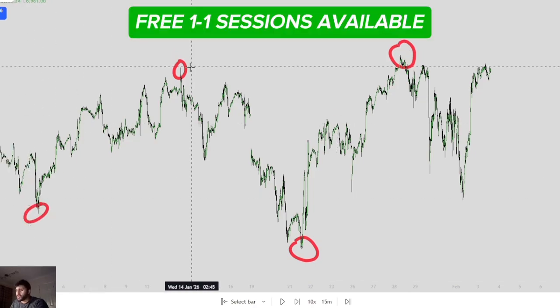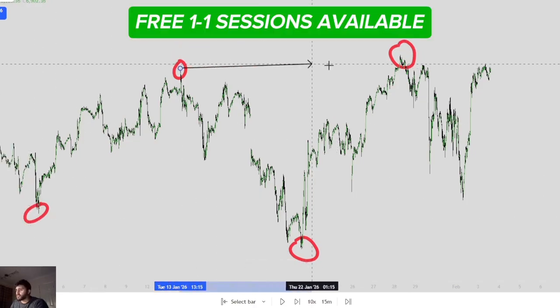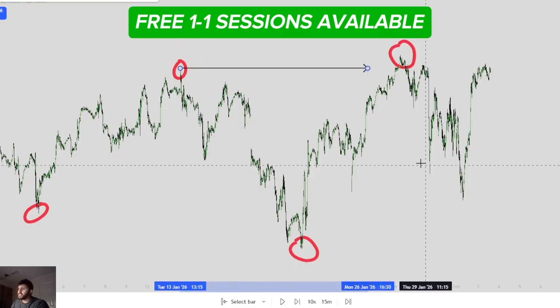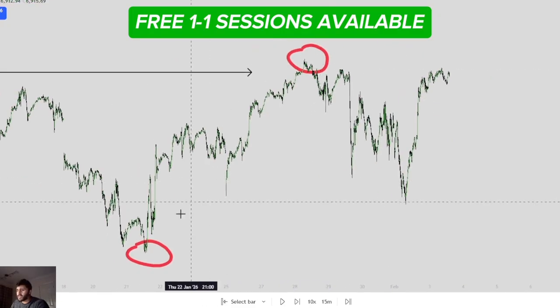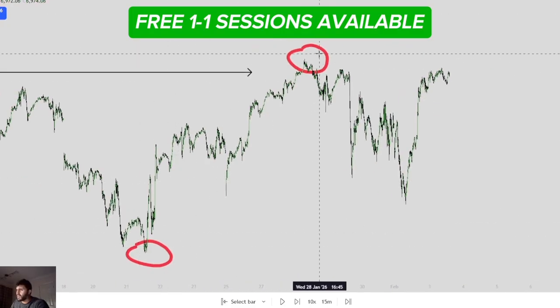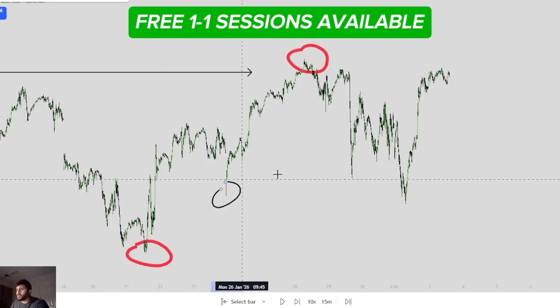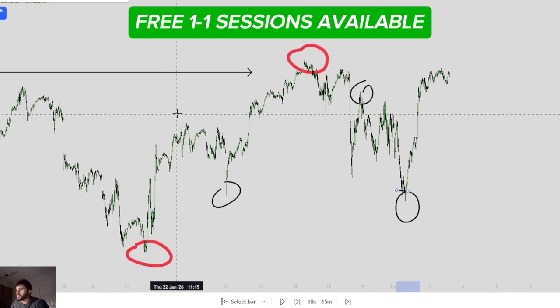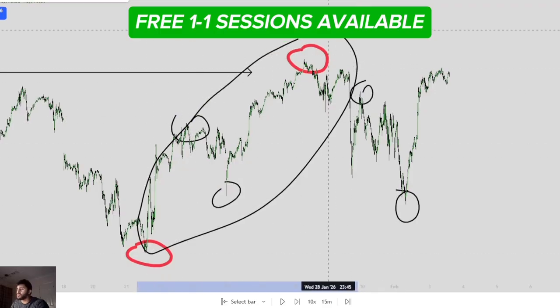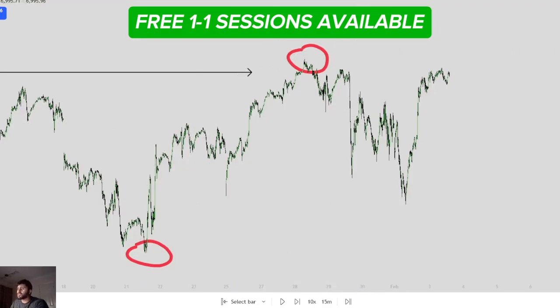So structure low, structure high, structure low, and then we have our structure break over here. This is our current market structure. We understand we're dealing between this low and this high, and anything you see in between, all these lows, all these highs, are internal to the overall dealing range. Understanding your dealing range is one of the most important things.